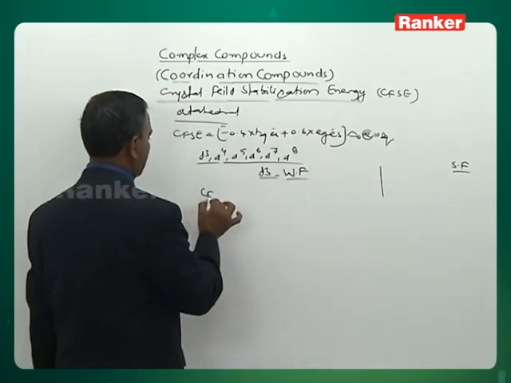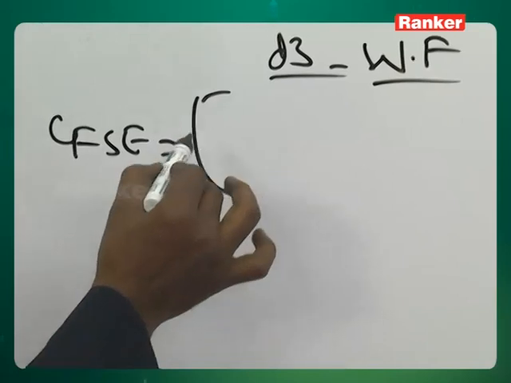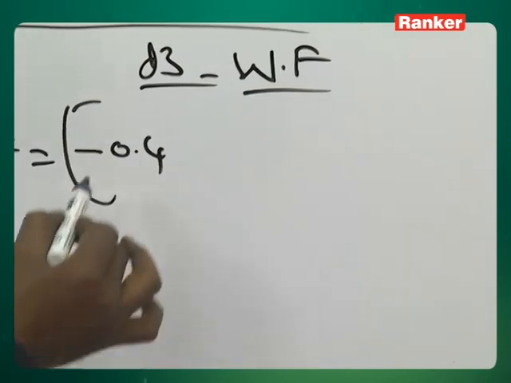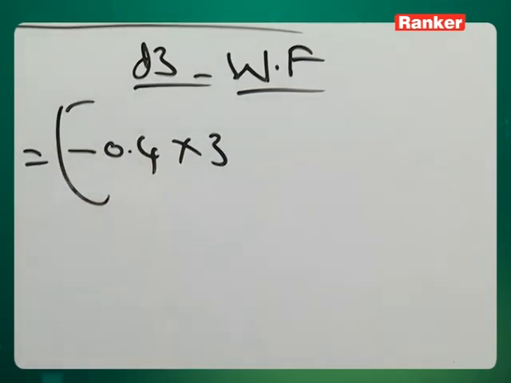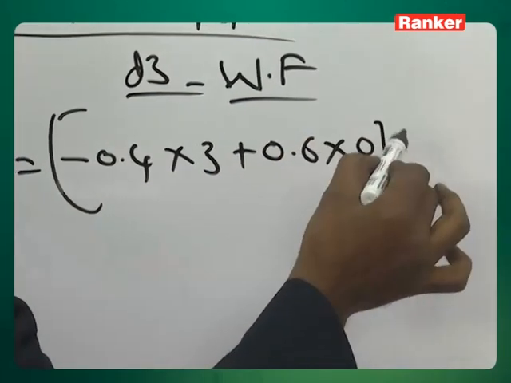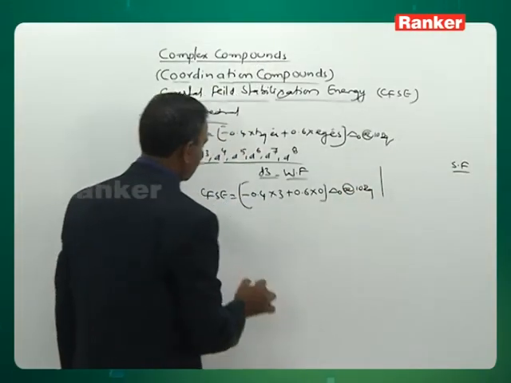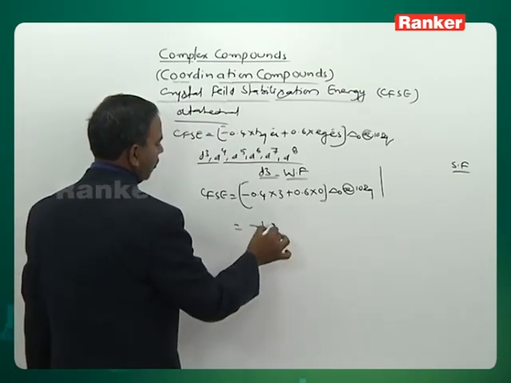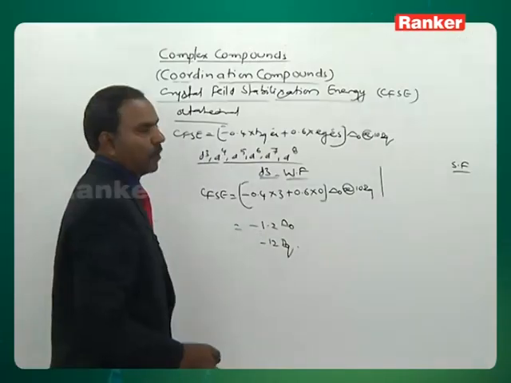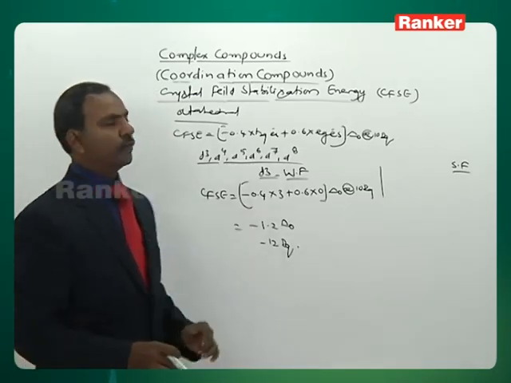Now, CFSE for d3. We are talking about the distribution of electrons. Minus 0.4 into 3 electrons, because t2g is carrying 3 electrons in the distribution, plus 0.6 into 0, no electron in eg, times delta O, or you can take 10 Dq. Then it will be minus 1.2 delta O, or minus 12 Dq. This is the weak field.